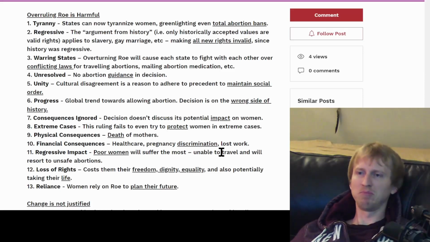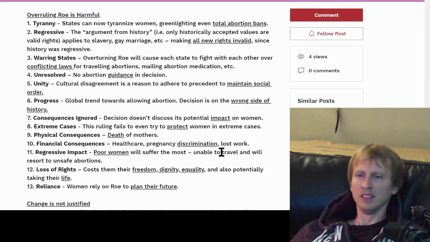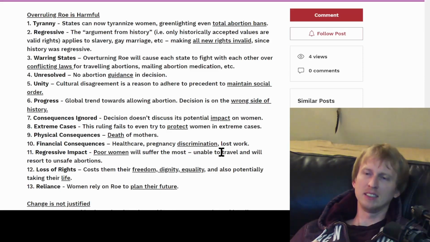Extreme cases. There's absolutely no protection on women in extreme cases. No protection if the life of the woman's in danger. No protection on rape. No protection on incest. No protection on fetal defects. Nada. Zilch. The next argument is physical consequences. Death of the mother, health of the fetus. It's basically the same thing as extreme cases, except some are lower tier physical consequences. The health of the mother is permanently impacted by pregnancies. It's not just death. It's damage to the body, etc.